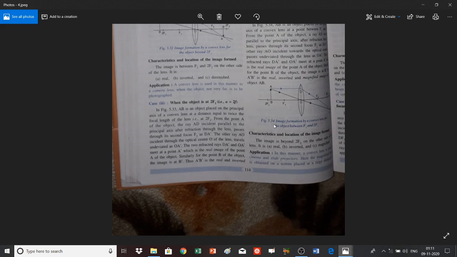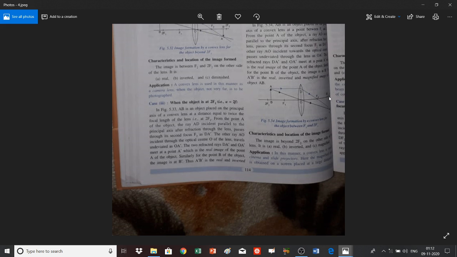So in this case, what happens? Obviously it is inverted. Yes, it is a real image. Yes, it can be obtained on a screen. And number three is, it is magnified. What is the magnification? Magnification is nothing but the ratio of the image height to the object height. Since in this case the image height is higher with respect to the object height, if you divide the image height by the object height, it will give you a number which is greater than 1.